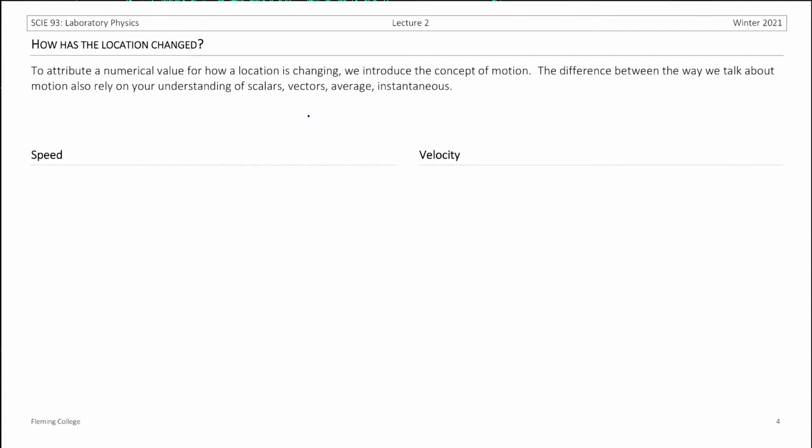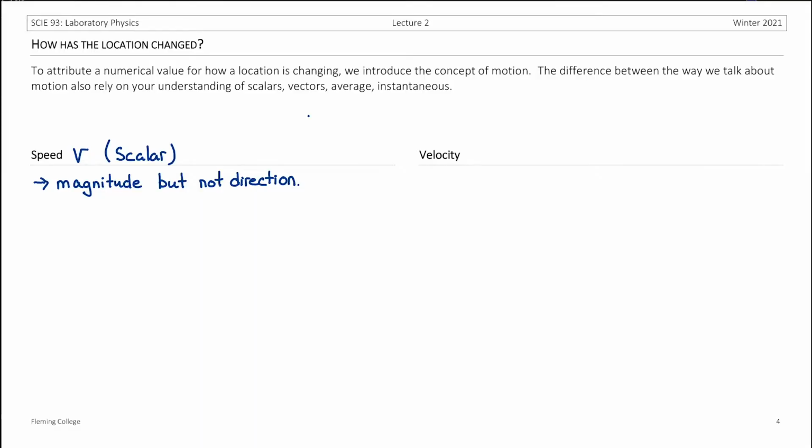The next thing we need to talk about is how has our location changed? To attribute a numerical value for how a location is changing, we need to introduce the concept of motion. The difference between the two ways that we talk about motion will rely on your understanding of scalars, vectors, average, and instantaneous. The first way that we talk about motion is our speed, our change in position over time. Speed, represented with the symbol v, is a scalar quantity. Remember, this means that when we talk about speed, we will talk about magnitude, but not direction.